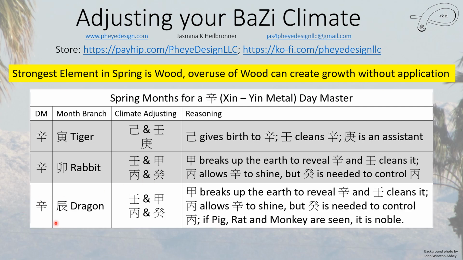So a sin metal born in the month of the dragon basically has a very similar setup. Basically, it's really the same. But there's the added thing. If you have a pig, rat, or monkey someplace in your chart, and this would be in a different pillar, of course, then it's extra special. It's noble, which means that you're better than average. And so you have a real potential here to really shine, and what that basically means is becoming famous. So this is a pretty good combination if you have the rat, the pig, or the monkey in your chart.